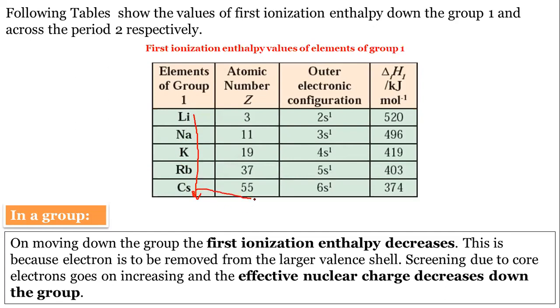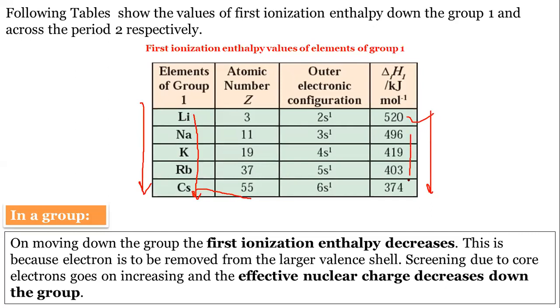So this amount of energy required to remove this electron will be less. So the trends of ionization energy are exactly opposite to the atomic size. Atomic size increases from top to bottom, but ionization energy values decrease from top to bottom. We can see these values here. We can see 520 kilojoule per mole for lithium.